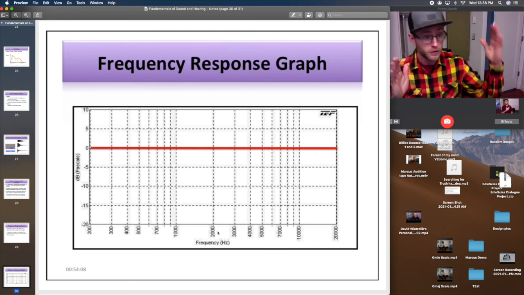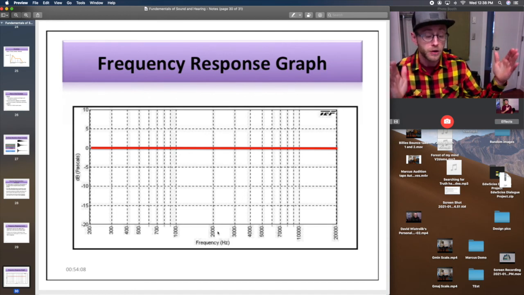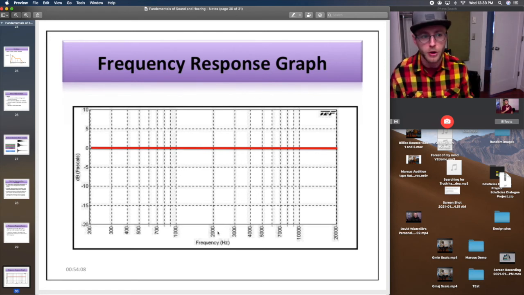We have 20 to 20,000 hertz. That's what we can hear. That's what comes out of our speakers. That's what we deal with when we mix and master and sort of digitally mess around with music.